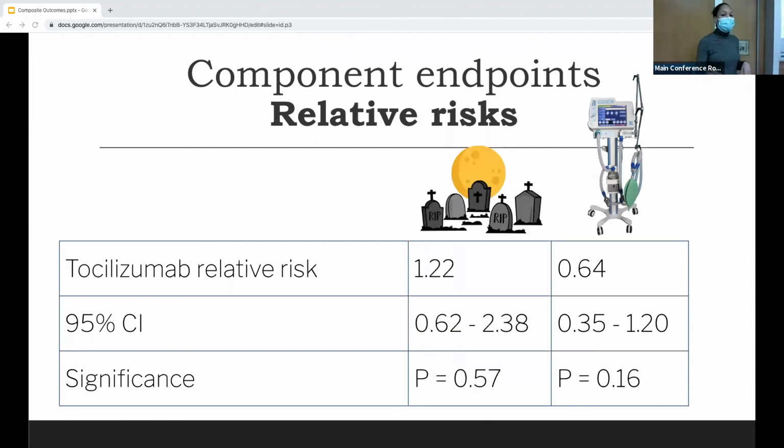So taking that all together, if you're looking at the relative risks of these two component endpoints that make up the composite outcome, you have two completely non-significant outcomes that only when put together create a composite outcome that the pharmaceutical company can say, hey, we have something that works. And I think that this is a case in point of why composite outcomes end up being dangerous when we're looking at clinical trials and why the pharmaceutical companies love them so much.